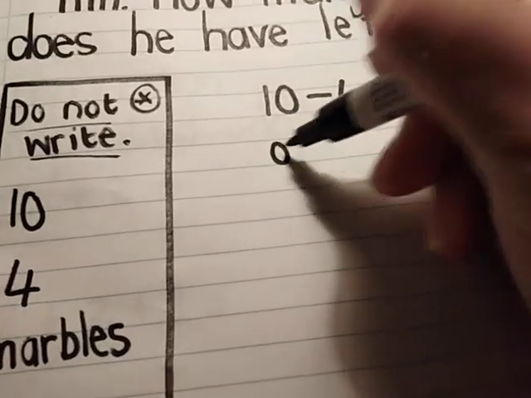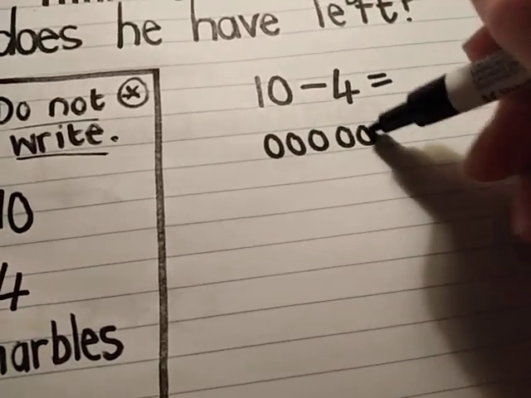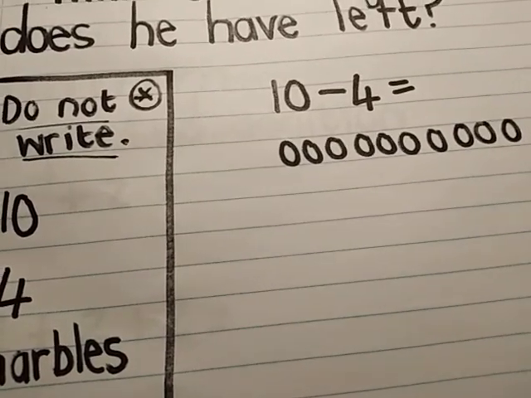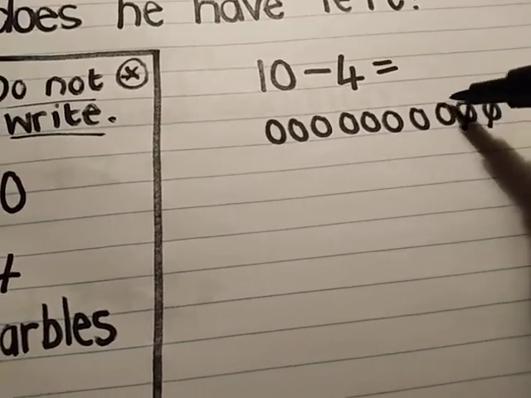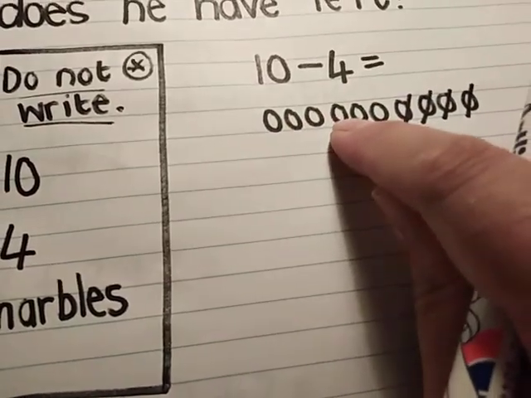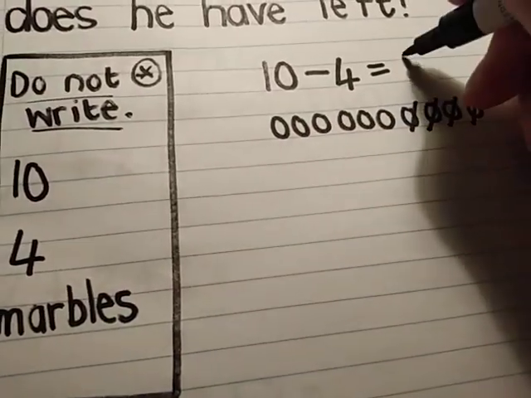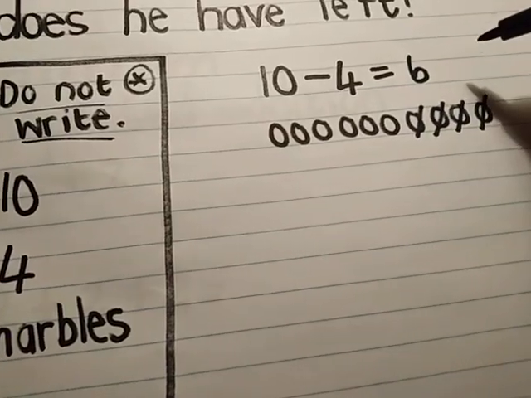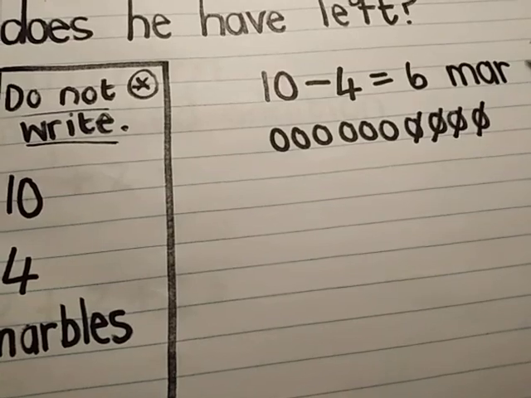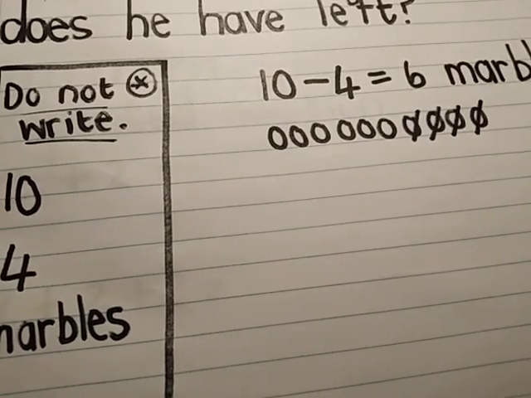Now you can go and draw the 10 marbles. 5, 6, 7, 8, 9, 10. And remember, I'm taking away 4. Now touch and count. 1, 2, 3, 4, 5, 6. 6 potatoes? Nope. 6 marbles. If I don't write the word, my sum is not finished.